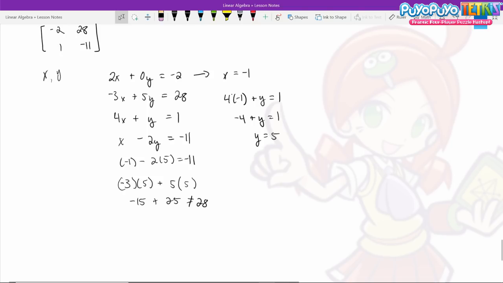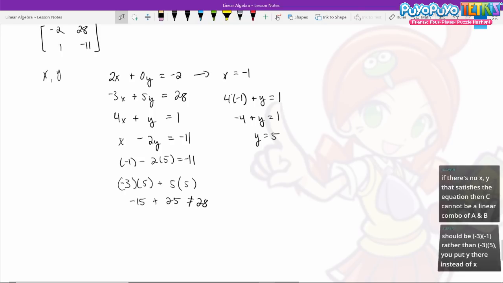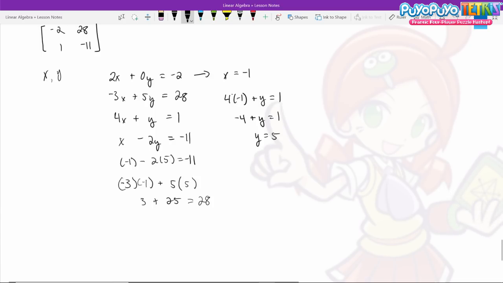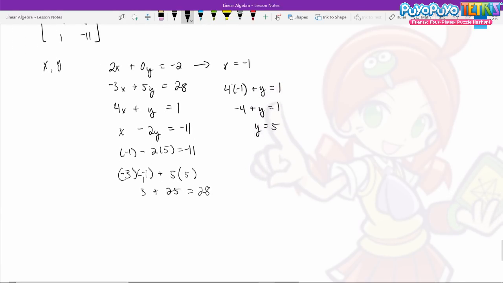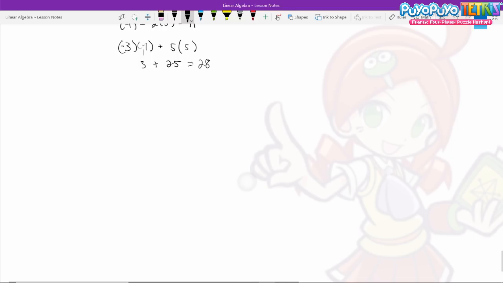Copy something down wrong? Oh, wait. Why did I do 5 twice? This is negative 1. Huh. Oh my god. See what I'm talking about? I'm such an idiot. It does equal 28. This is why I'm bad at math. I'm so careless. Just like how I play Puyo. Carelessly.